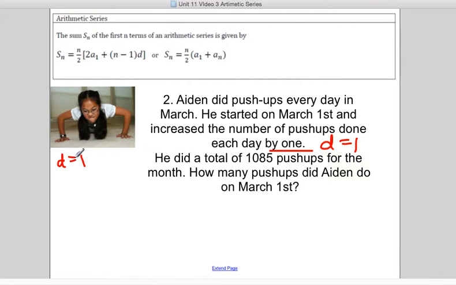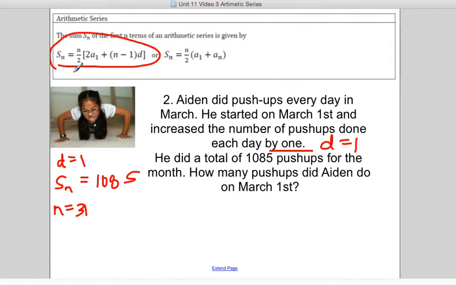We do know that the sum is equal to 1,085. Okay, and what is n in March? How many days are in March? There are 31 days in March. If you don't know, you can pull out your calendar and look. March has 31 days, so n is equal to 31. So I have my difference, I have my sum. So which of these formulas do I need to use? This one. Okay, so we have S sub n. We do not know the first term, so it's n over 2. Then it is 2 times my first term. Do we know the first term?